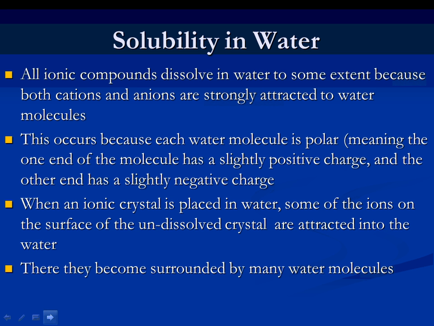So, solubility in water. Now, all ionic compounds dissolve in water to some extent because both the cations and the anions are strongly attracted to water molecules. And this occurs because each water molecule is polar, meaning that one end of the molecule has a slightly positive charge and the other end has a slightly negative charge. Now, when an ionic crystal is placed in water, some of the ions on the surface of the undissolved crystal are attracted into the water. And there they become surrounded by many water molecules.